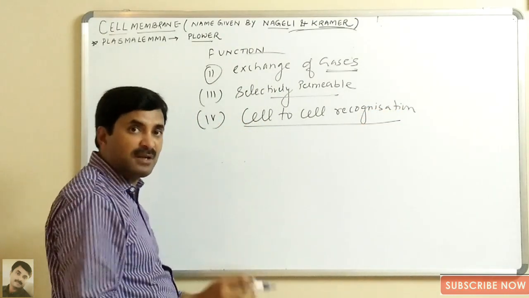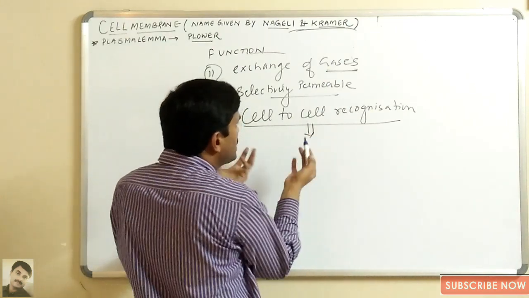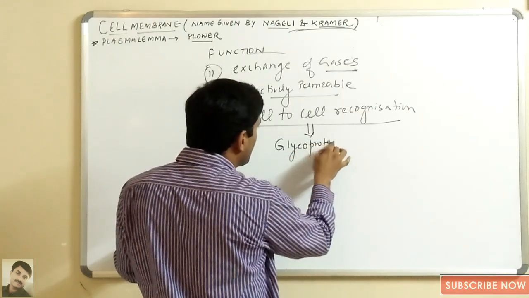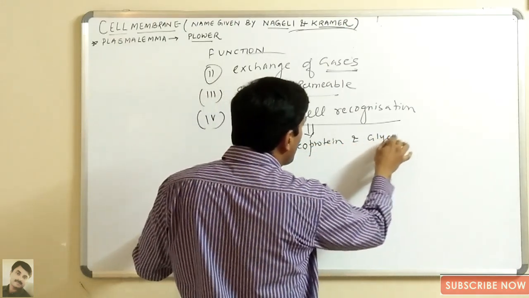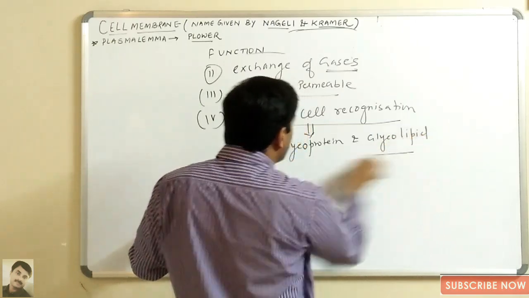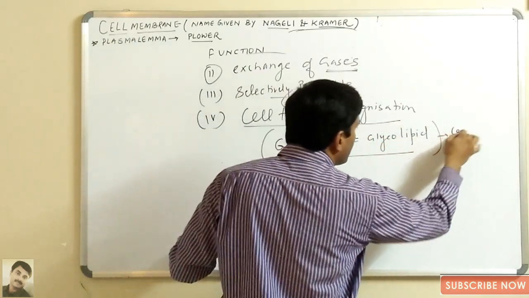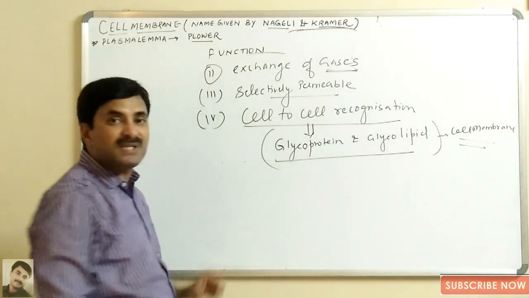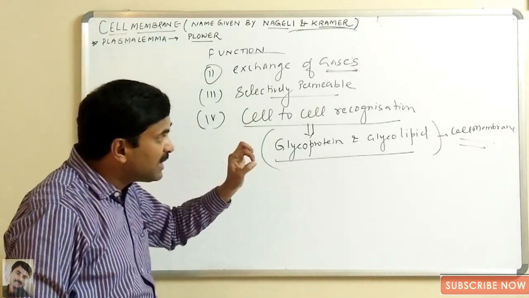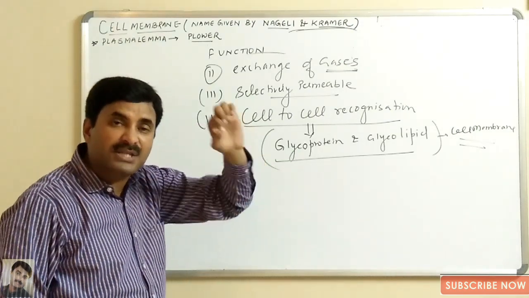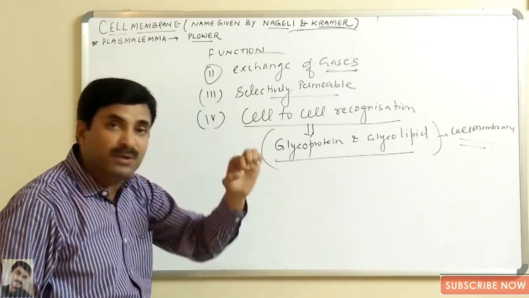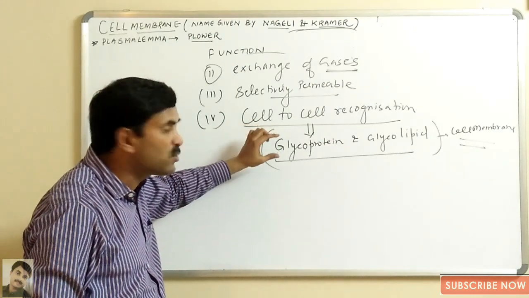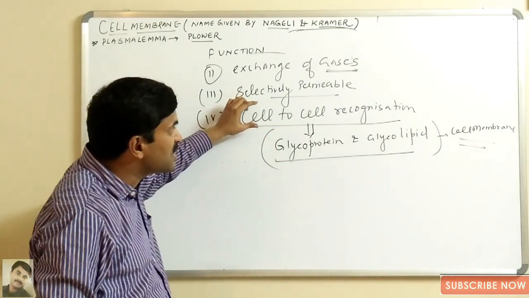Very, very important point. Cell to cell recognition means that the glycoprotein and glycolipid content of the cell membrane are responsible for cell to cell recognition. The acceptance or rejection of any organ during organ transplantation is just because of the glycoprotein and the glycolipid.